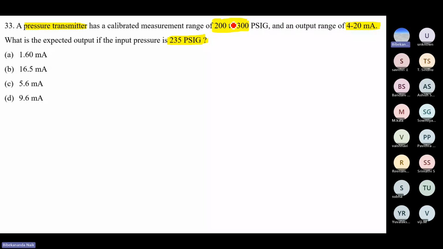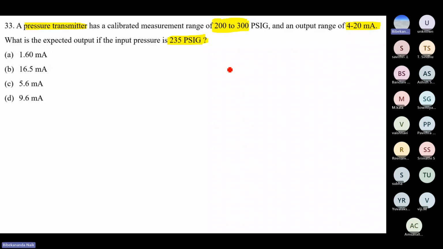Let's discuss this question. The pressure transmitter is calibrated between the pressure range of 200 to 300 and the current range of 4 to 20. So the variation in pressure is how much? 100, and the variation in current is 20 minus 4, 16 milliampere. So in this range, the change in current with respect to change in pressure will be how much? 16 by 100. So it will be 4 by 25.